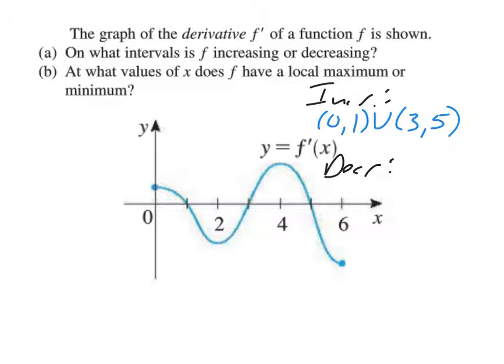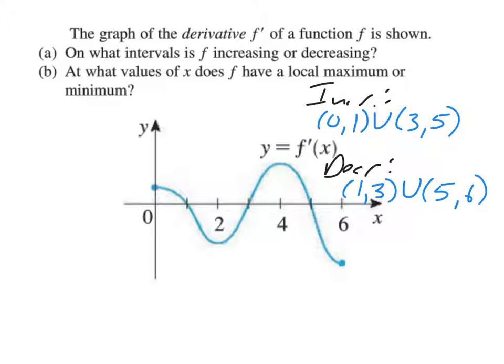All right, and then for the flip side, we need to see where is it decreasing. Of course, then that means that it would be decreasing anywhere where our derivative function is negative. So again, we have two different places where that's happening. So that's going to be between 1 and 3, and it's going to be between 5 and 6. So that's part A. That's when it's increasing or decreasing.